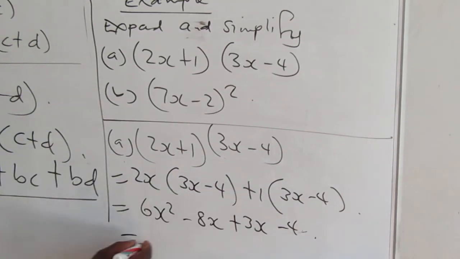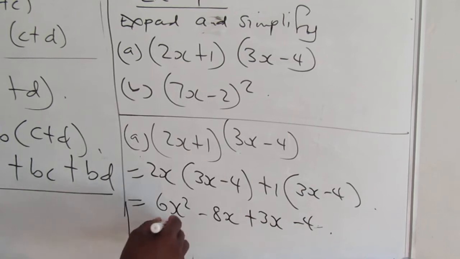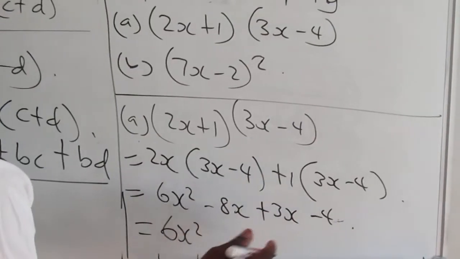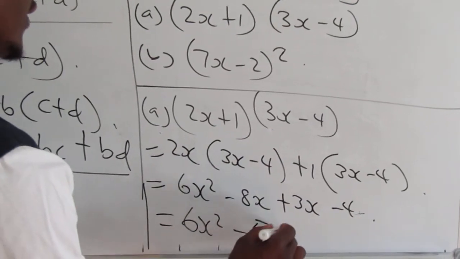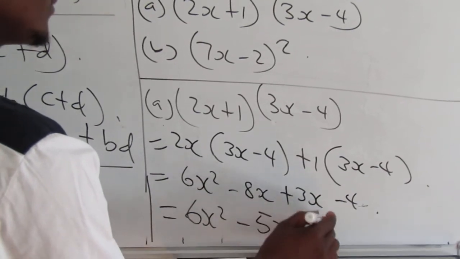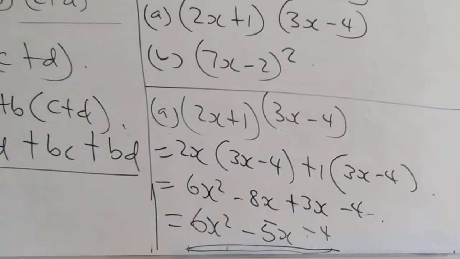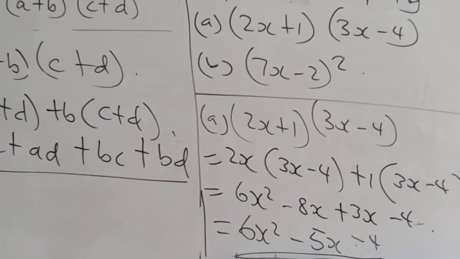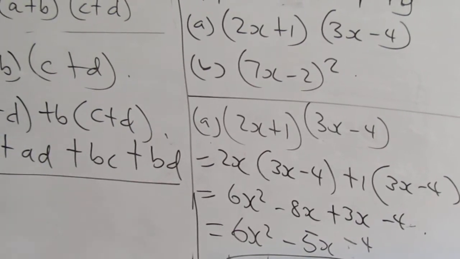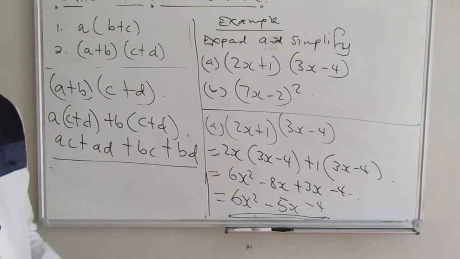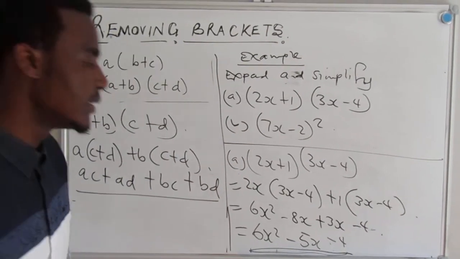Now we've got an expression. How do we simplify an expression? This gives us 6x squared minus 8x plus 3x, we get minus 5x minus 4. That's the solution after removing brackets and then simplifying further. Let us quickly look at the last part, part B.